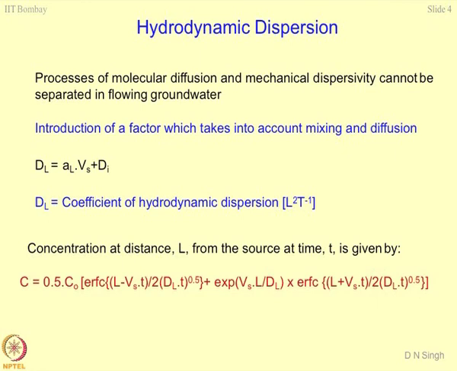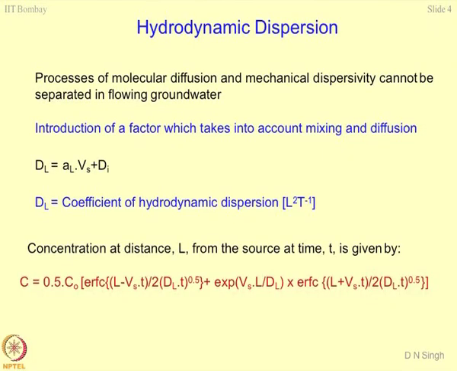So mechanical mixing, that means it should have two attributes. One is there should be a dynamics in the flow or in the fluid, and there should be a fluid phase, which gets agitated because of external disturbance. The dispersion which is getting caused because of this is hydrodynamic dispersion. So these are the attributes. Processes of molecular diffusion and mechanical dispersivity cannot be separated in flowing groundwater. Truly speaking, hydrodynamic dispersion is a very fascinating field, not to geotechnical engineers. Why? But more to hydraulics people. Why?